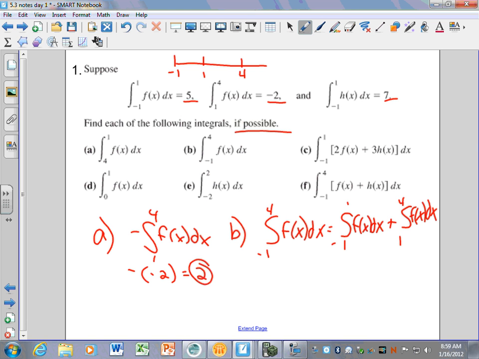But we do know from -1 to 1 is 5. We know from 1 to 4 is -2. So I believe the answer to part B is 3. Agree with that? What about C? Can we do part C?